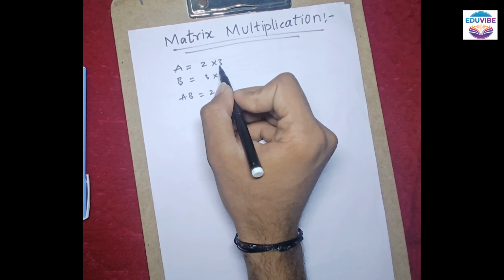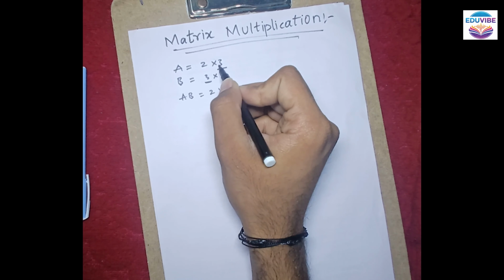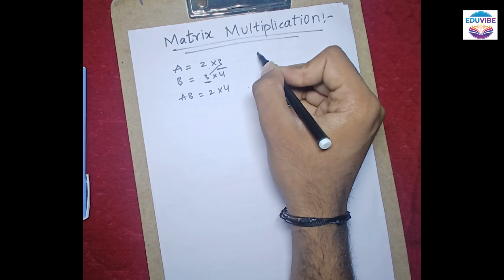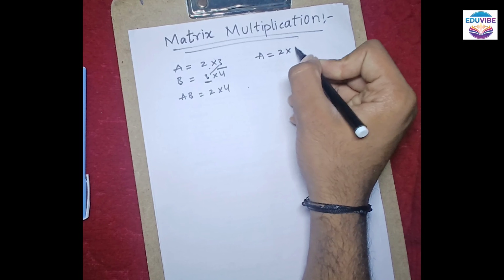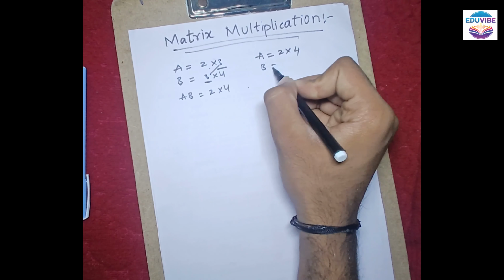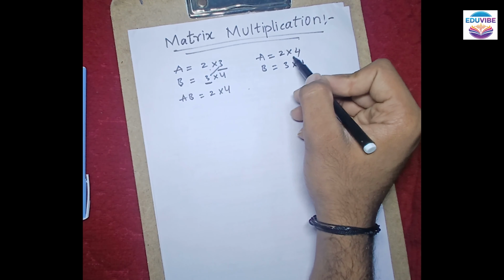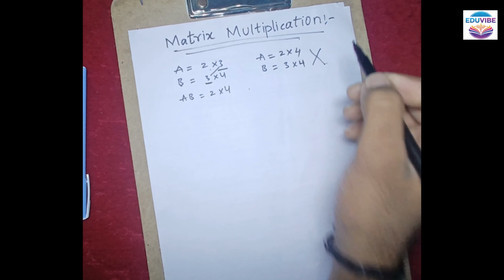That means the number of columns in the first matrix and the number of rows in the second matrix should be same. Then only we can do the multiplication of two matrices. For example, if the matrix A consists of the order 2 by 4 and the matrix B consists of 3 by 4, now the multiplication, that is product of the two matrices, is not possible. So here we cannot do the matrix multiplication.